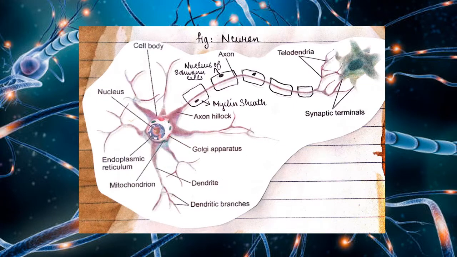As we all know, this is the figure of a neuron. The neuron consists of a cell body, axon, and its terminals. The cell body consists of a nucleus, Golgi apparatus, mitochondria, and endoplasmic reticulum. There are three branch-like structures called dendrites, which collect the electric signals or inputs and pass them to the axon, which is later released through the synaptic terminals into the synapses.